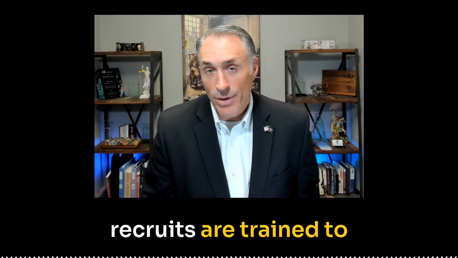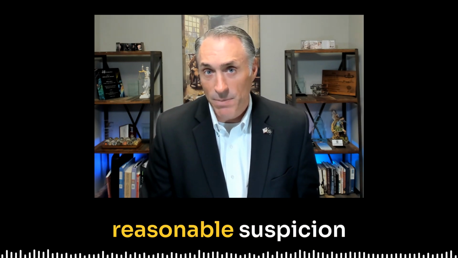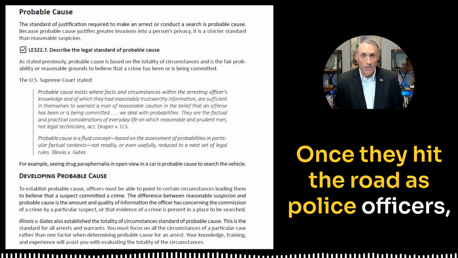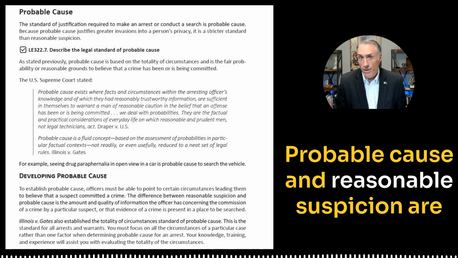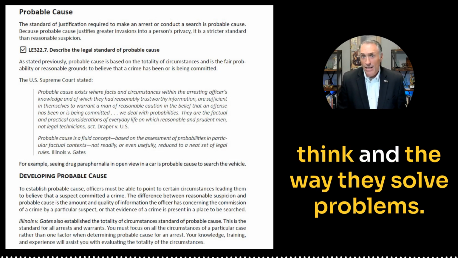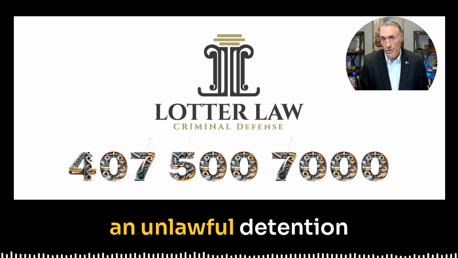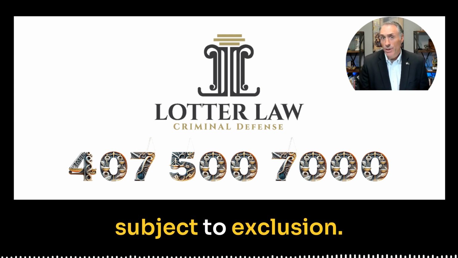In the academy, recruits are trained to identify and articulate reasonable suspicion and probable cause. Once they hit the road as police officers, they use these concepts every single day. Probable cause and reasonable suspicion are ingrained into the way police officers think and the way they solve problems. If an officer conducts an unlawful detention or an unlawful search, that evidence is subject to exclusion.